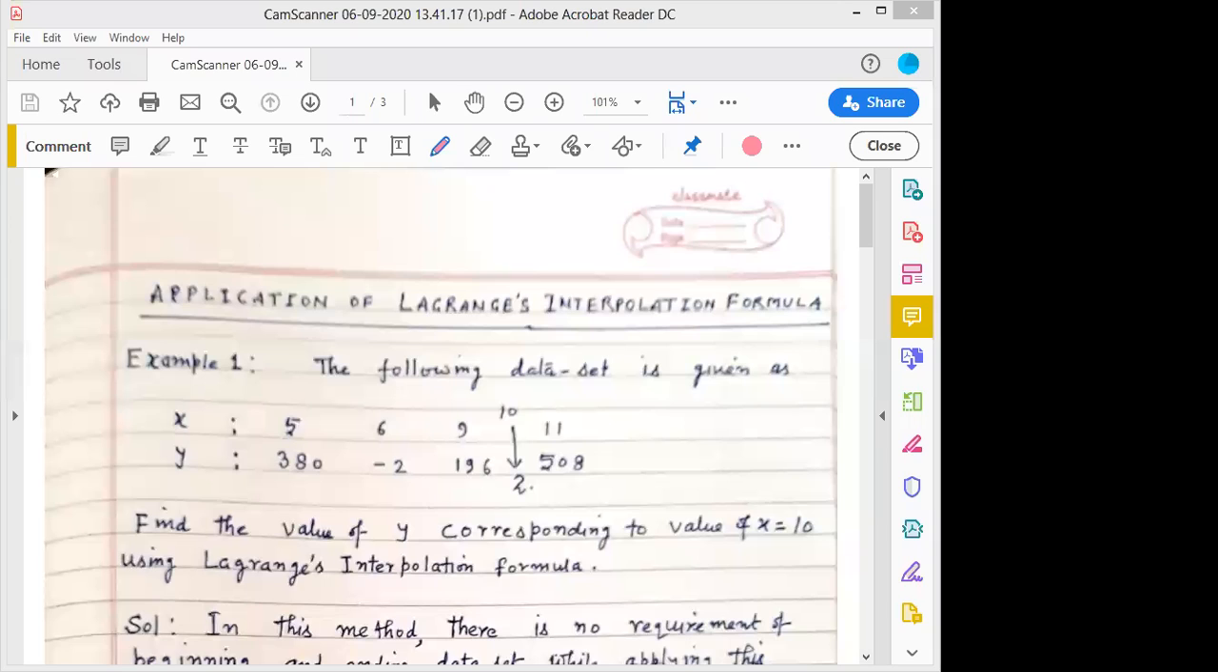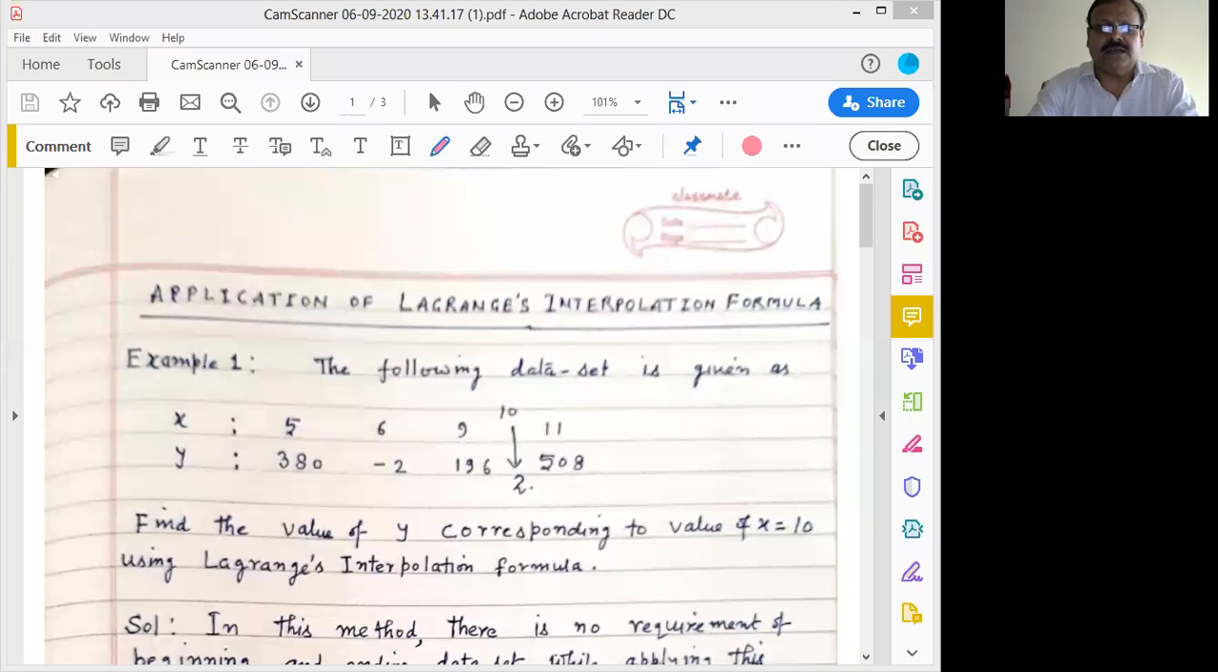So here we are going to discuss today two very important numericals which are seen here. You look at this screen.